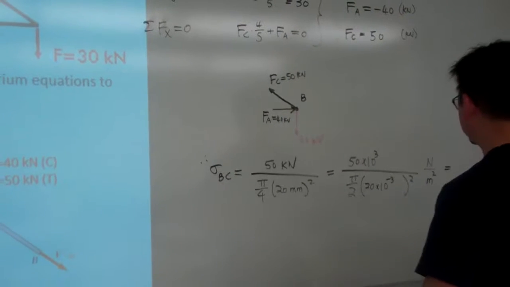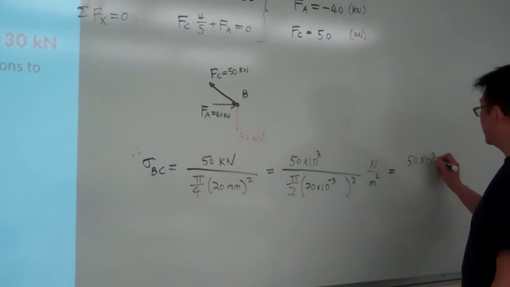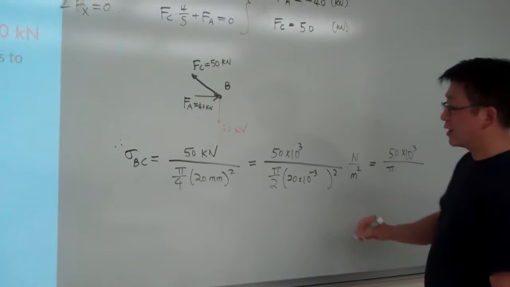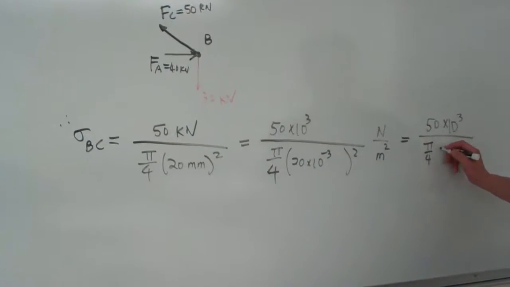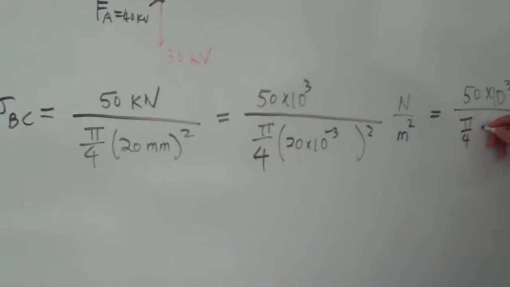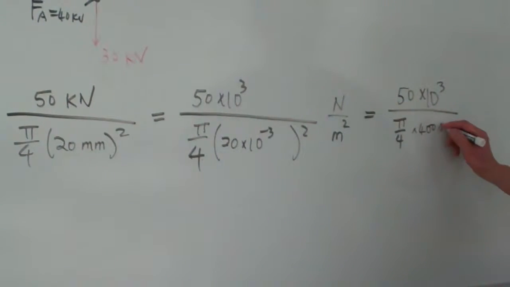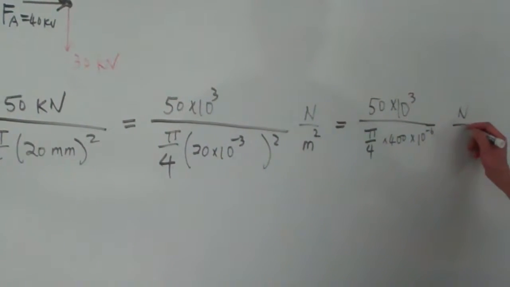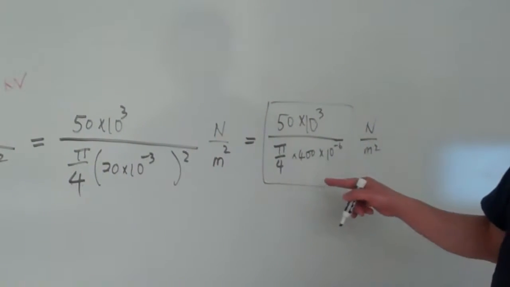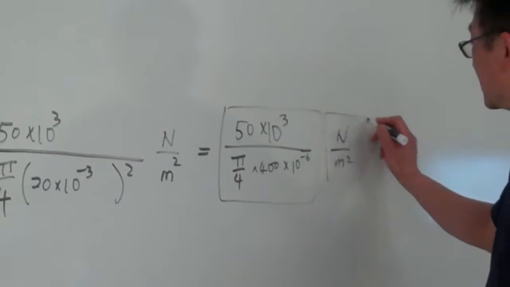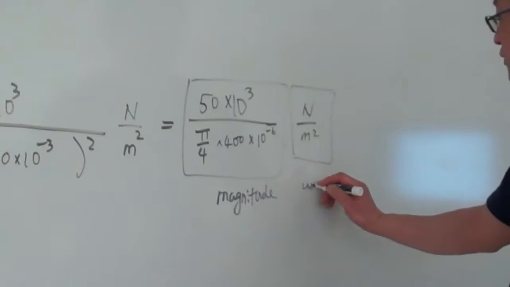I don't have a calculator, but let me try. This one will be equal to 50 times 10 to the 3, and then divided by pi over 4, and 20 squared is 400, times 10 to the minus 6 Newton meter square. As long as we can implement this one, let me leave this here. Later we can punch calculators. So now this is the unit here. This is the magnitude of the stress, and this is the unit of the stress.